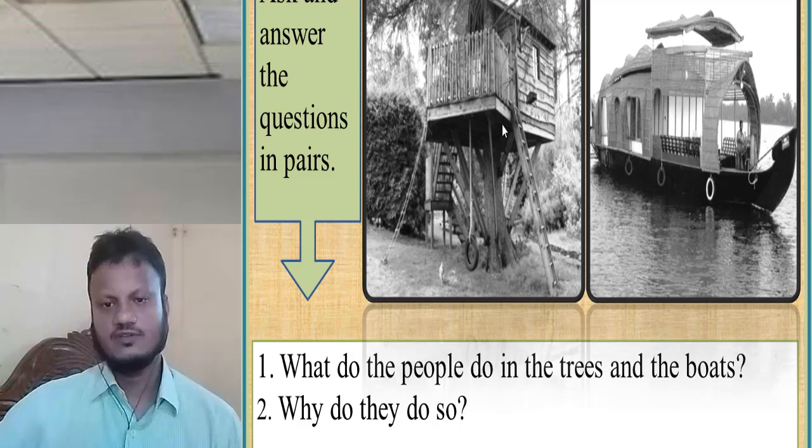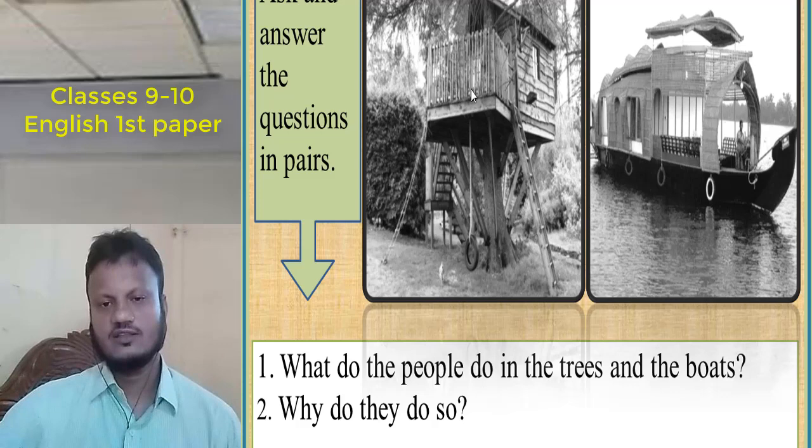Here I have given two pictures. Now you think about the two pictures. What do the people do in the trees and the boats? And another is, why do they do so? Dear learners, can you guess about picture number 1? We can see here a cottage has been made at the top of the tree. Here a hut has been made in the middle of the tree.